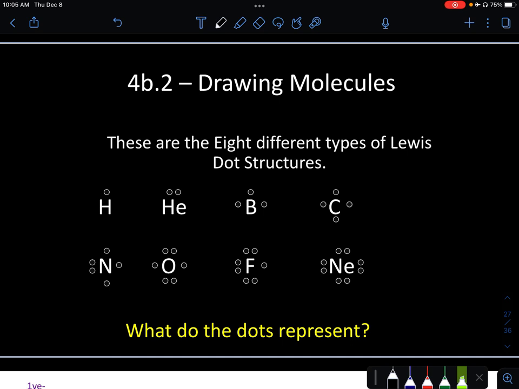So what I want you to notice here is when we have hydrogen, remember hydrogen has one valence electron. All right, so we just draw it at the top. Helium is going to have its 2 valence electrons, so we can draw it there. Boron will have its 3 valence electrons there. Carbon, notice how we're spacing these out.